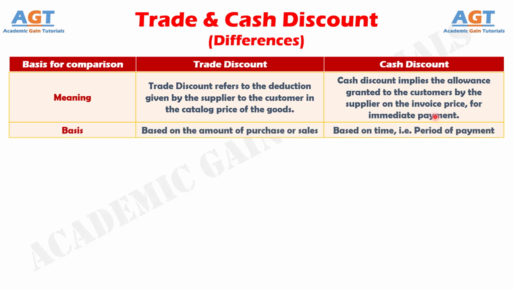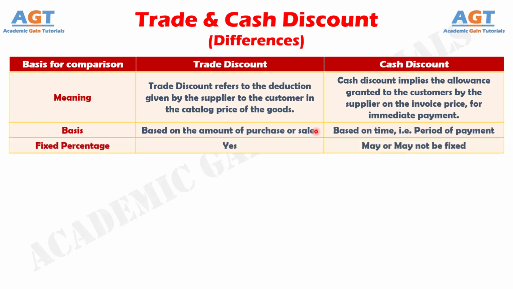Number 2. Trade discount is based on the amount of purchase or sales, that is, the more the sales, the more will be the rate of discount, whereas cash discount is based on time, that is, the earlier the payment made by the debtor, the more will be the cash discount allowed. Number 3. Trade discount is always provided to the customer in fixed percentage, whereas the percentage of cash discount may or may not be fixed.